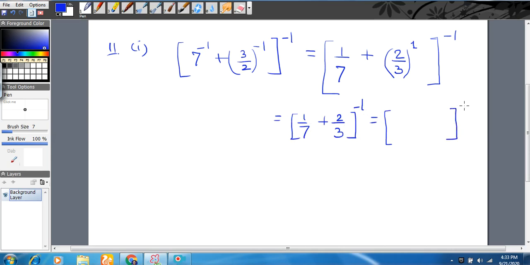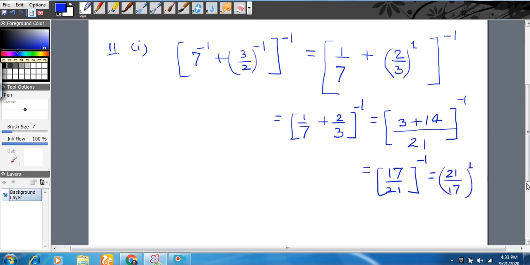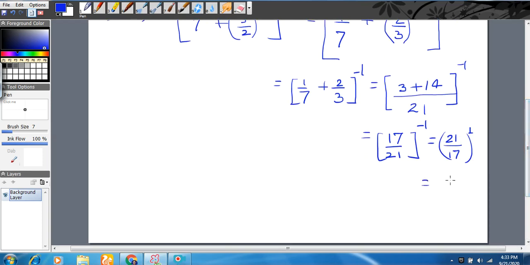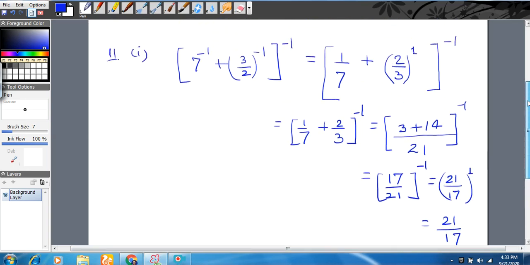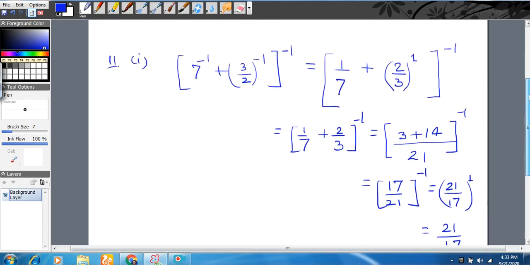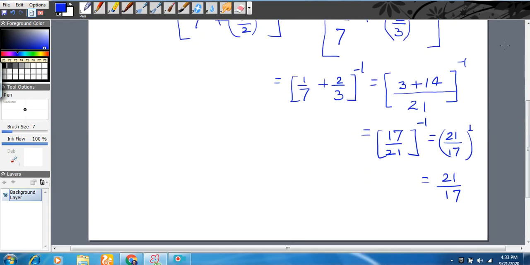You can take the LCM. Okay, ब्रैकेट में हम इसको सिंप्लीफाई करेंगे. So take the LCM, that is 21. 7 3 ja 21 and it is 3, 7 7 ja 7, 2 ja 14. Okay, and 3 plus 14 is 17. 17 upon 21 whole power minus 1. Again find the reciprocal and change the sign of the exponent. You have to remember this thing. Okay, and the answer is 21 upon 17. So I think this is the most important question of this exercise. 11th question, first part answer is 21 upon 17. Note it down.